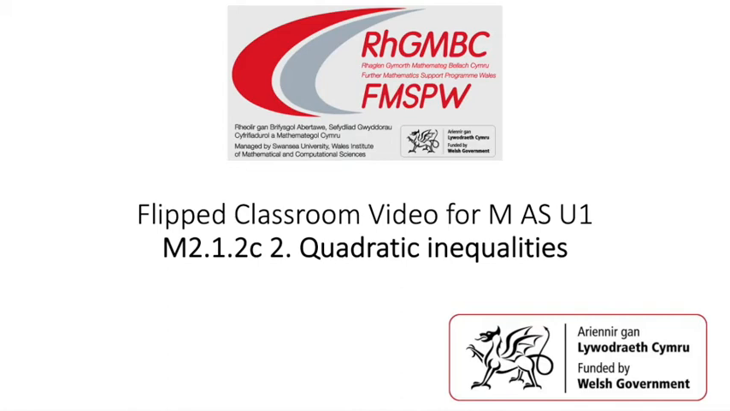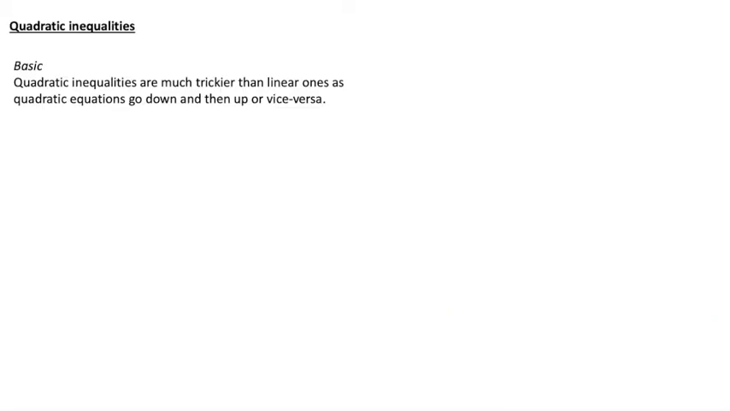Flipped classroom video for Maths AS Unit 1, Quadratic Inequalities. Quadratic inequalities are much trickier than linear ones. Essentially, this is because quadratic equations go down and then up, or vice versa, and so it makes the situation much more complicated.